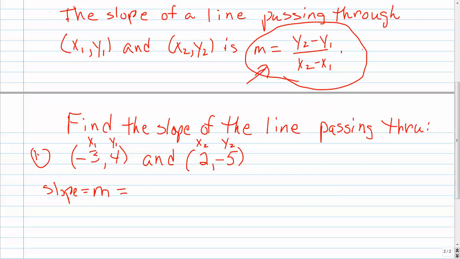So it's going to be the difference in the y-coordinates. So I'm going to say -5 minus, we're subtracting 4, the y-coordinate in the first ordered pair, over, go back to the second ordered pair and take that x-coordinate 2, and we're subtracting the x-coordinate in the first ordered pair, so that's minus -3.